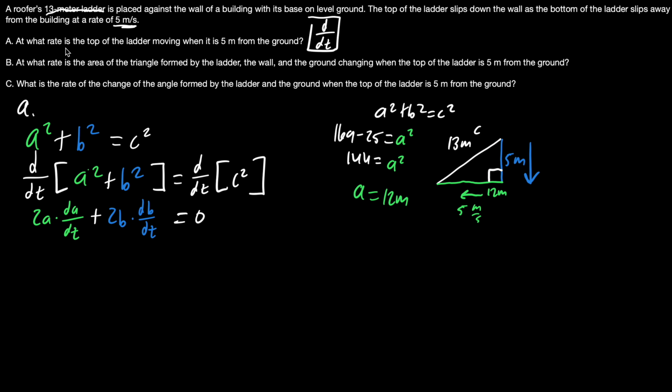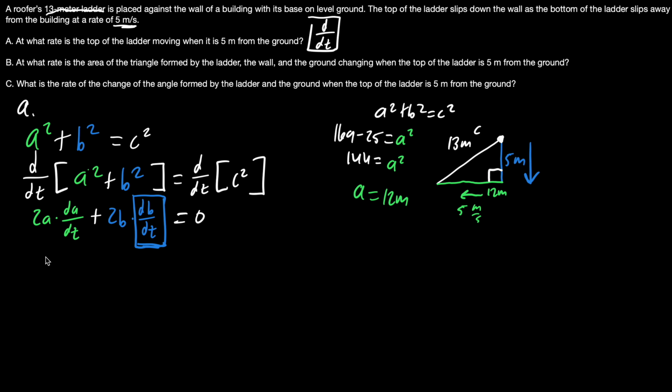Cool. And since we want to know what rate the top of the ladder is moving, we know that this blue part represents the top of the ladder, because the blue part just represents the distance between the top of the ladder and the ground. So we're going to have to solve for dB dt. This is the term that we're super interested in. So now we're going to plug in everything and isolate dB dt, because that's going to be our answer. Thankfully we do know everything.